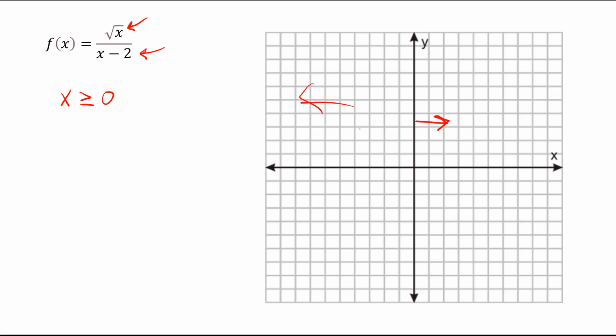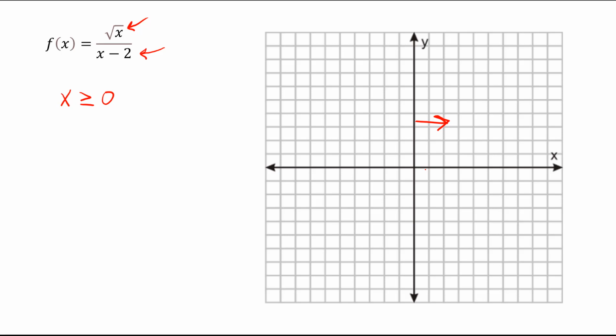So we know before we even start that this graph, whatever it looks like, is always going to stay to the right of the y-axis, even though it can also touch it. x could be 0, and in that case, it's going to touch the y-axis. But everything else is going to be to the right.